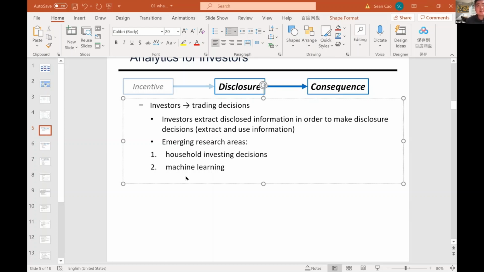This is a new trend. The idea here is that sophisticated hedge funds already have the tools. We want to target people who are behind the game. We want to help them. This is one direction you can think about. This is household investor decision-making.